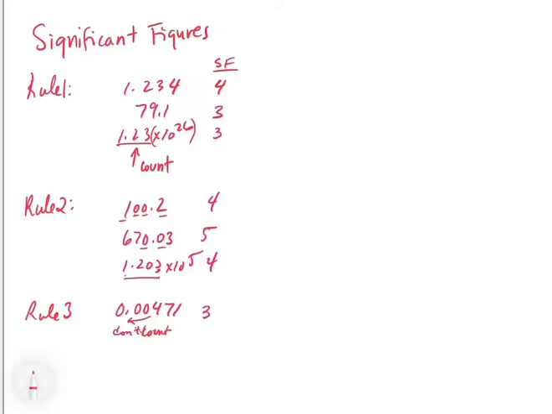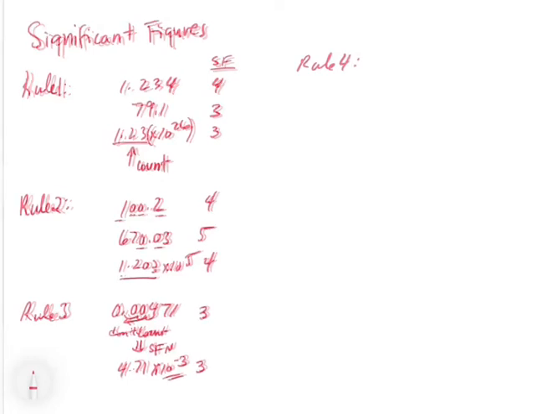A really good way to approach this is to write the number in scientific notation. If we convert to scientific notation, we would write 4.71 times 10 to the minus 3. The way I did that was I just moved the decimal place over 3 times, so I write times 10 to the minus 3. It becomes much clearer that there are only 3 significant figures, because those zeros get wrapped up into the times 10 to the minus 3. Rule number 4 says trailing zeros after a decimal point are always significant.